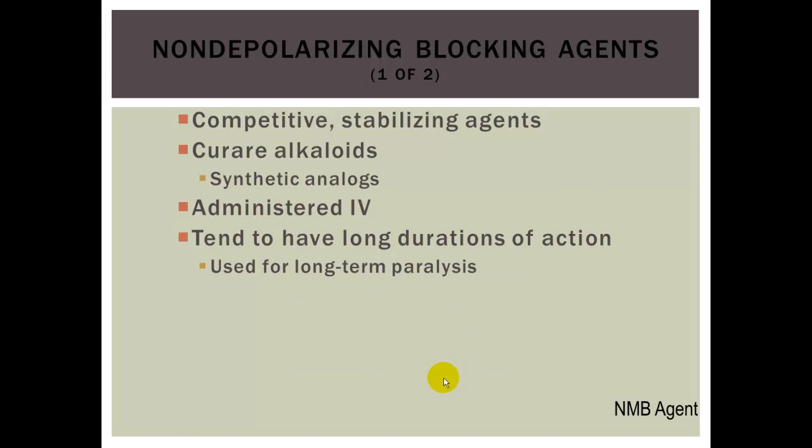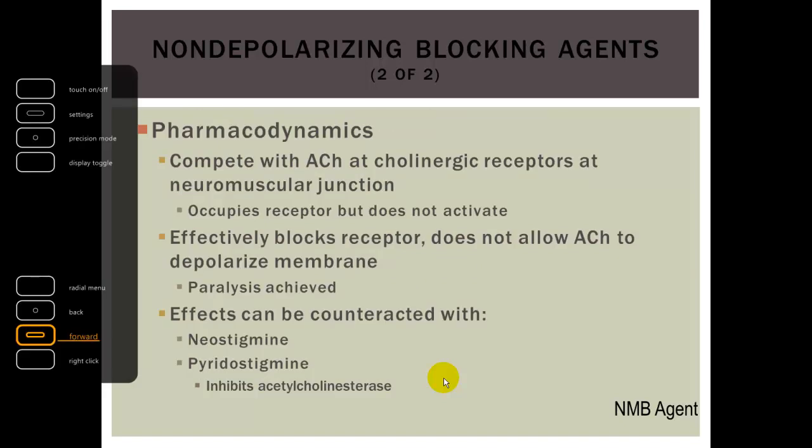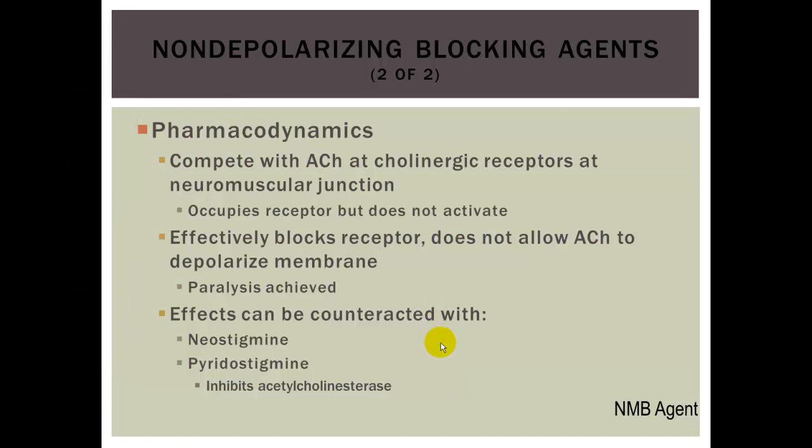Non-depolarizing blocking agents. They pretty much compete. Competitive stabilizing agents. Most of these are curare alkaloids, or synthetic analogs of curare. They are administered IV, tend to have long durations of action, and they're used for long-term paralysis. Pharmacodynamics: compete with acetylcholine at cholinergic receptors at the neuromuscular junction, occupies receptors but does not activate. If it activated it, we would get an action potential. Effectively blocks receptors, does not allow acetylcholine to depolarize the membrane, and paralysis is achieved.